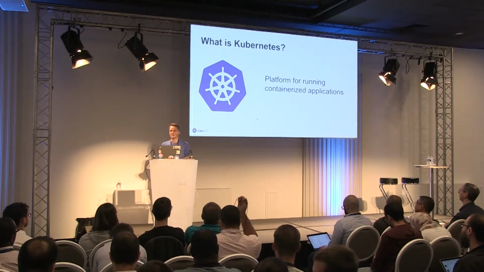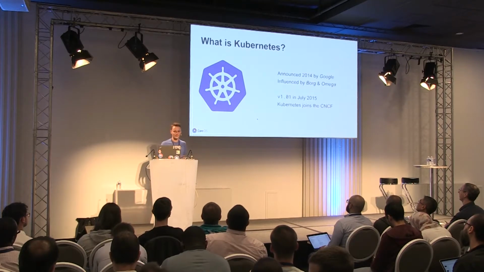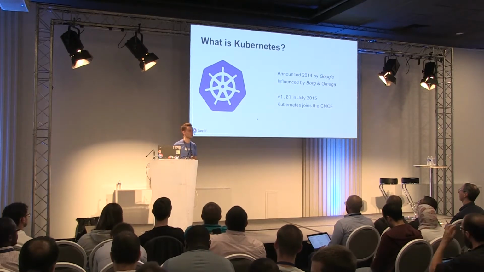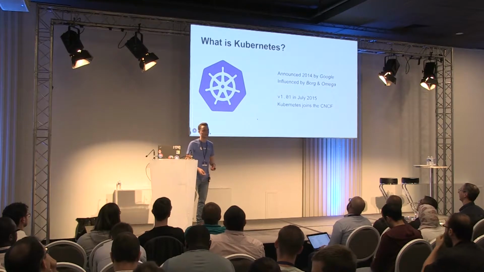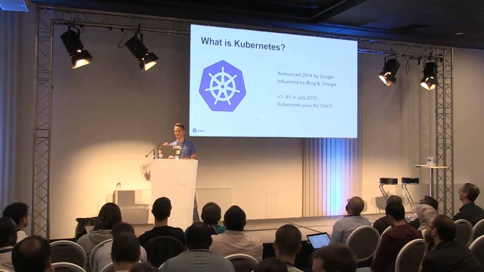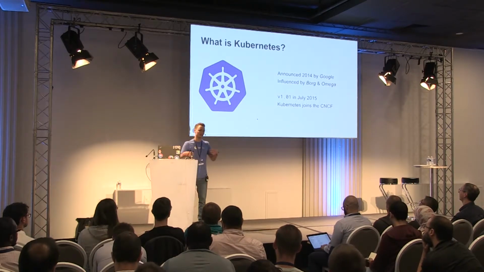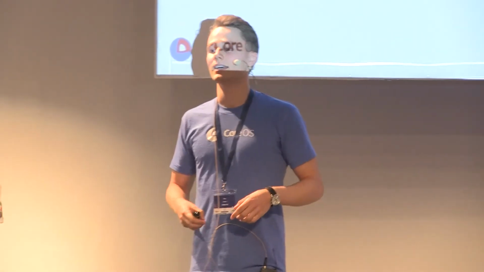So Kubernetes is a platform for running your containerized applications. It was announced in 2014 by Google. It's heavily influenced by Borg and Omega, two internal container orchestrators. What Google did was take those ideas and learnings and move them to the public. But it didn't do that by moving code to the public, but instead by developing those ideas as a new rewrite in the public with the community.